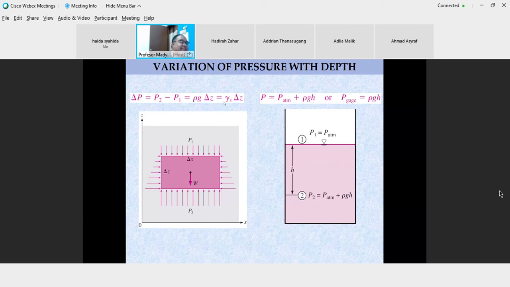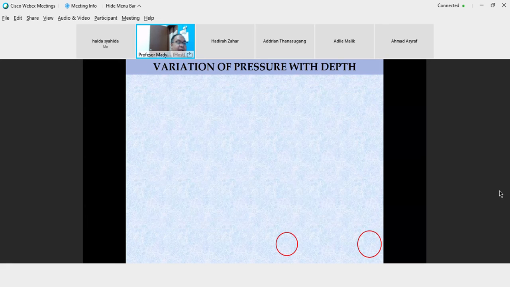Right. So let's say you have this kind of block, you have dx, dz, and dy, so you have the pressure around it, P1 and P2. So the total pressure is what? The pressure P2 minus pressure P1, or the specific gravity times the amount of delta height z. Okay? Remember that the deeper you are, the higher the pressure.